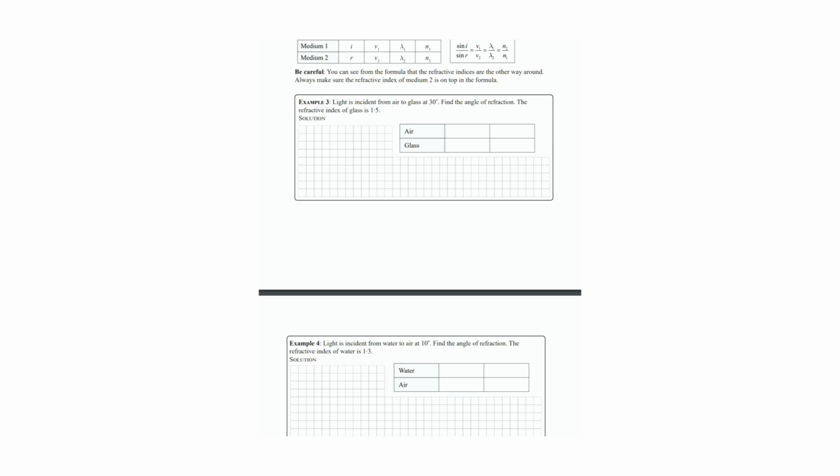Example number 3. We're told that light is incident from air to glass. So air goes first in your table, followed by glass, and the angle of incidence is in the air, and that'll be 30 degrees. We have to find the angle of refraction. What other information are we given? We're told that the refractive index of glass is 1.5. Okay, so let's have a look at this problem here.